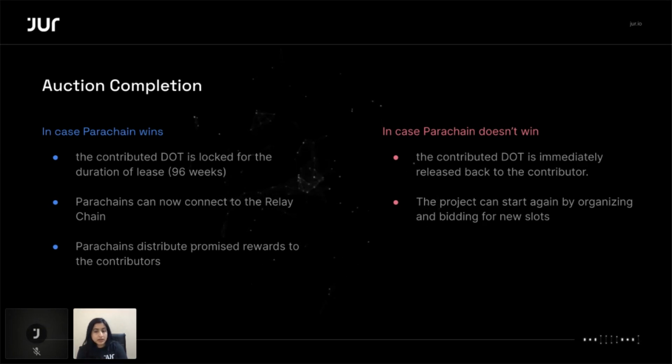On the other hand, in case the parachain does not win, then the contributed DOT is immediately released back to the contributor's account. This is the point when the project gets to regroup. Maybe if they want to make some changes to their strategy, they can do that, and they can come and bid on the next slot once again. So there's always a possibility of going back, bidding for the next slot, and changing strategies also.